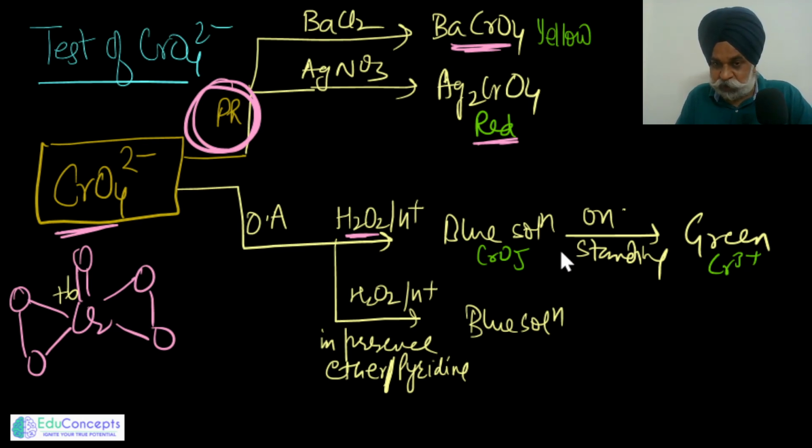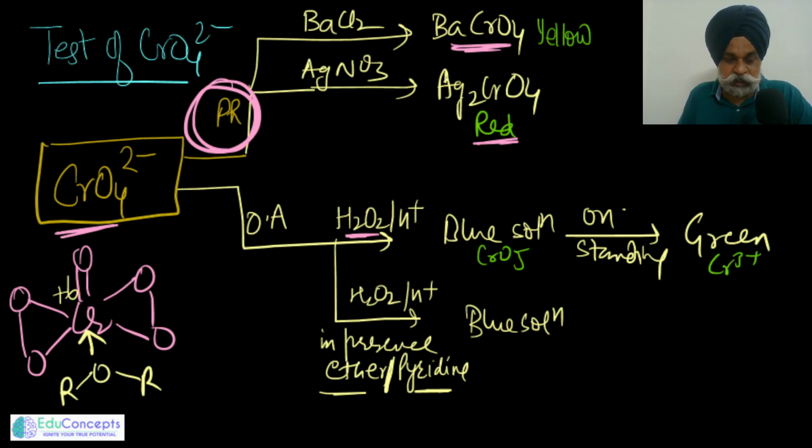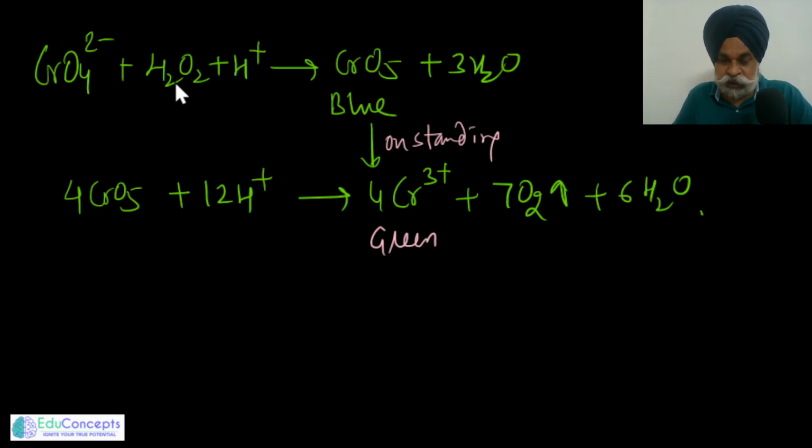So here is a very important viewpoint: chromate ion, when treated with H2O2 in the presence of ether and pyridine, keeps this blue color as such; it would not turn to green on standing. The reason is that the ether would make a coordinate bond with chromium and would not allow it to turn to green, which I have just shown in the next slide. So chromate with H2O2, it is in +6 oxidation state.